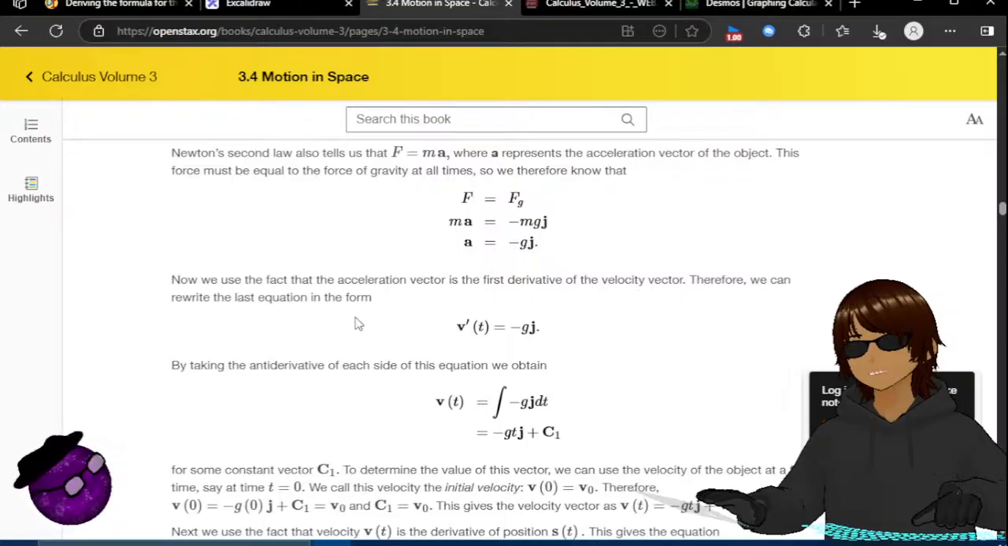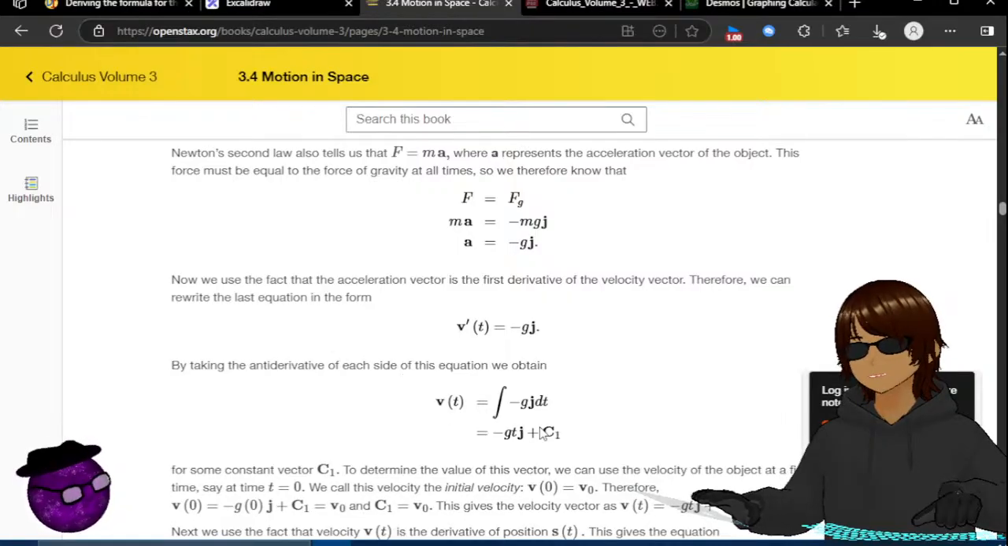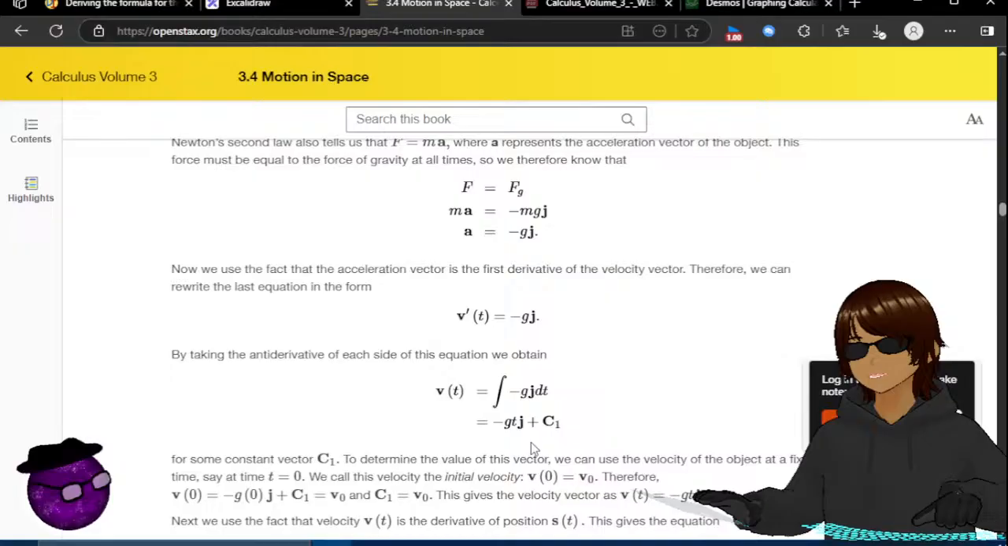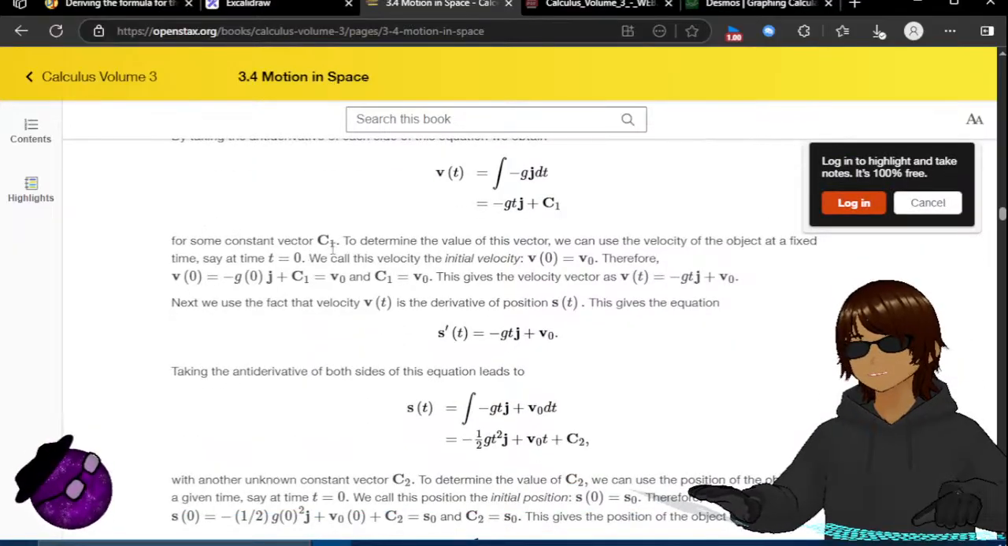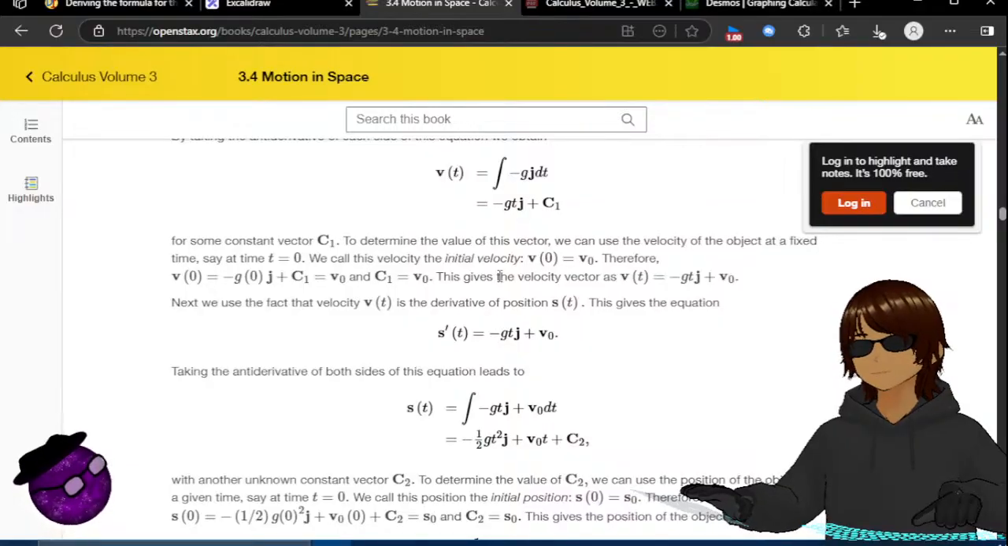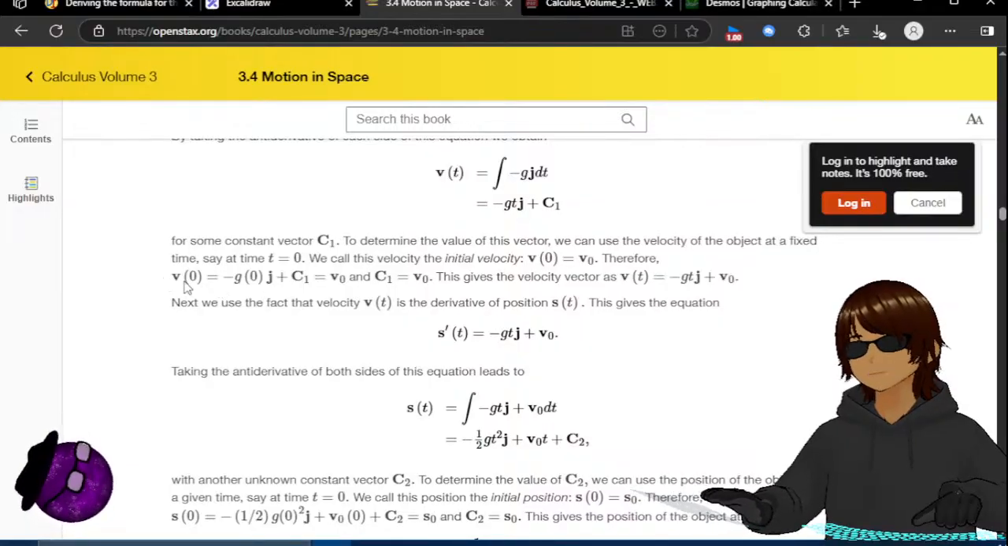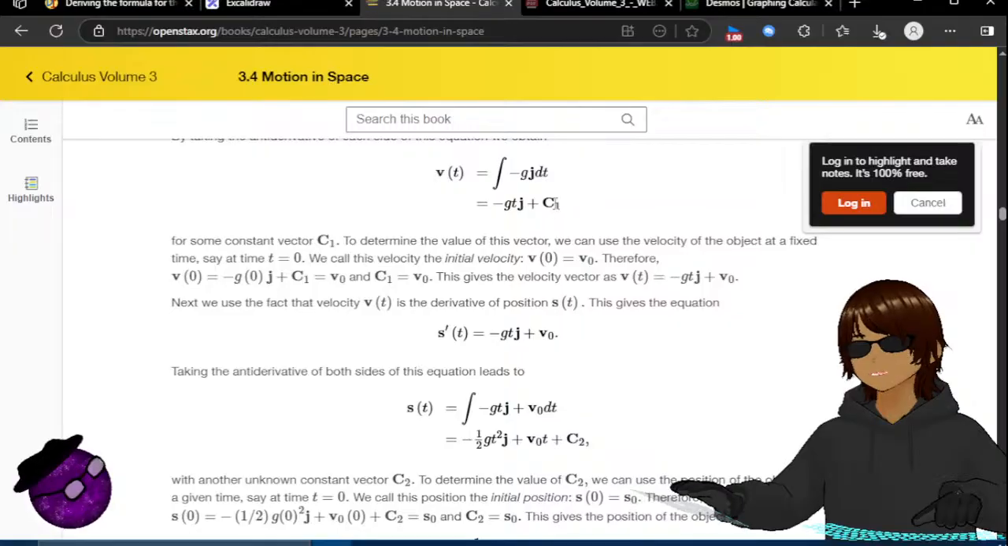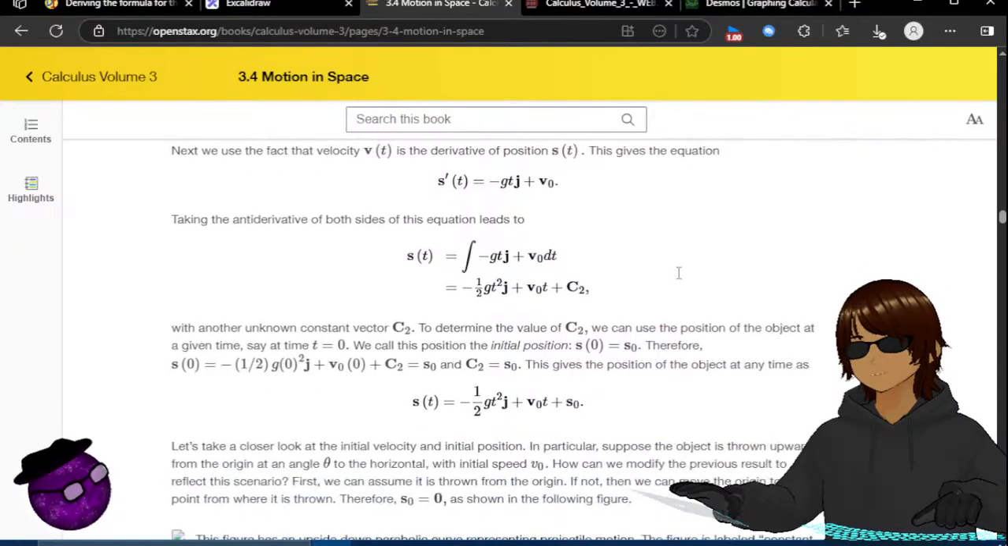Now we use the fact that the acceleration vector is the first derivative of the velocity vector. Therefore, we can rewrite the last equation in this form. By taking the antiderivative of each side, we obtain minus gtj plus c1 for some constant vector c1. To determine the value of this vector, we can use the velocity of the object at a fixed time, say at t0. We call this the initial velocity. Therefore, v0 is g0j, so that means c1 is v0. This gives this.